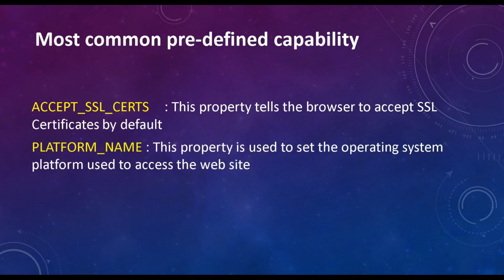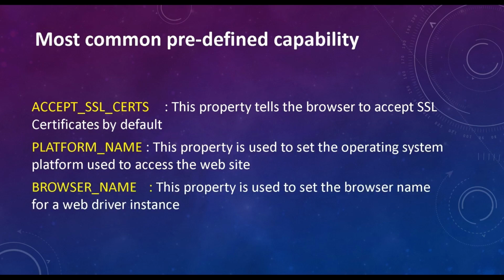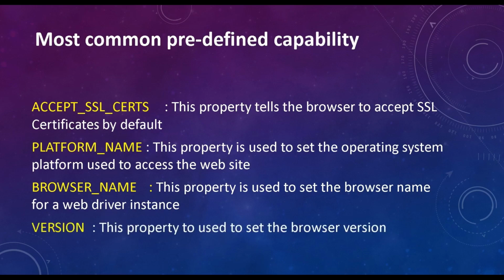Another thing is platform name. This property is used to set the operating system platform used to access the website. Another thing is browser name. This property is used to set the browser name for a WebDriver instance. Version. This property is used to set the browser version. So these are the mostly used capabilities. I hope you're clear about these defined capabilities.